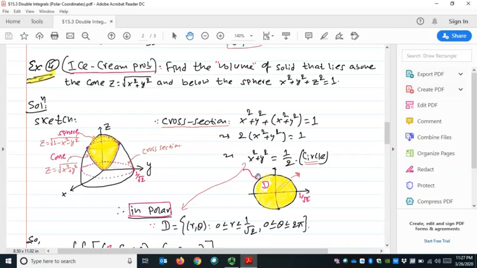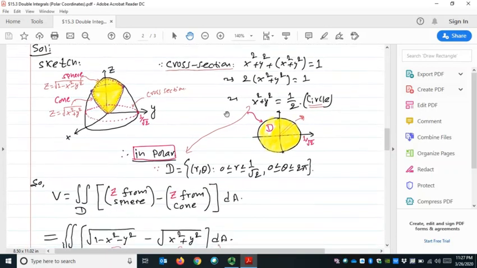So let's write our domain in polar coordinates. So in polar coordinates, my radius will be between 0 and 1 over radical 2, and theta will be 0 to 2 pi. Right? Great.